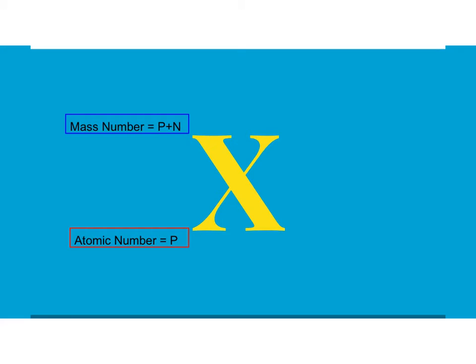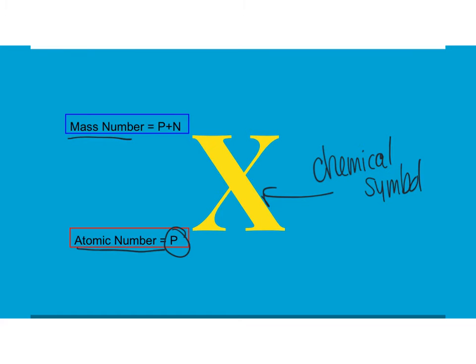As we continue and create our symbol, in the middle we're going to have the chemical symbol. Then we're going to have our atomic number, which is the number of protons, in the lower left-hand corner. And in the upper left-hand corner, we're going to put our mass number, which is the protons plus the neutrons, or everything in the nucleus.